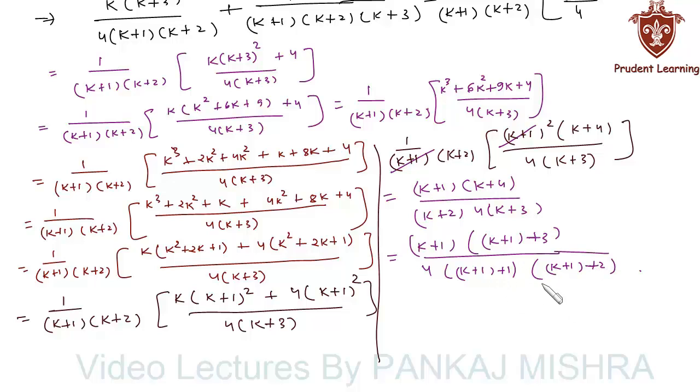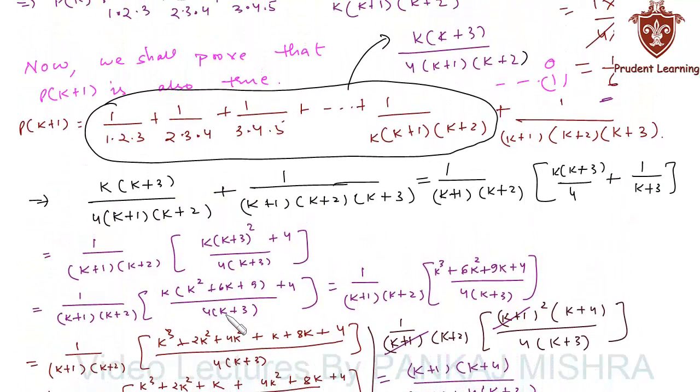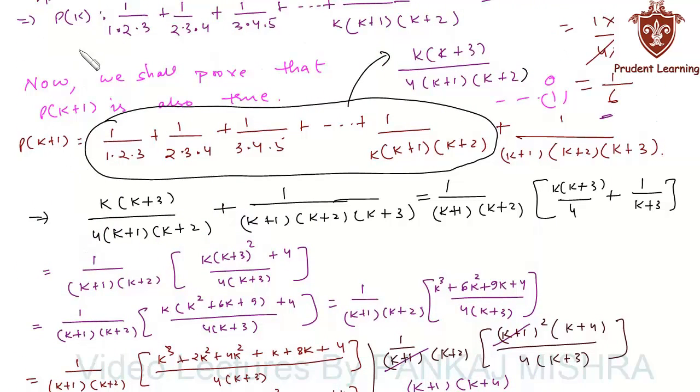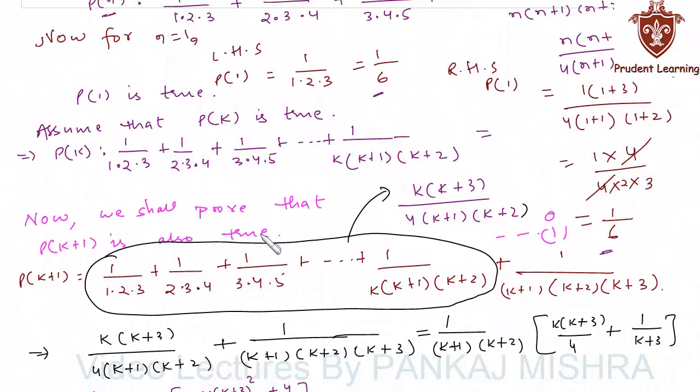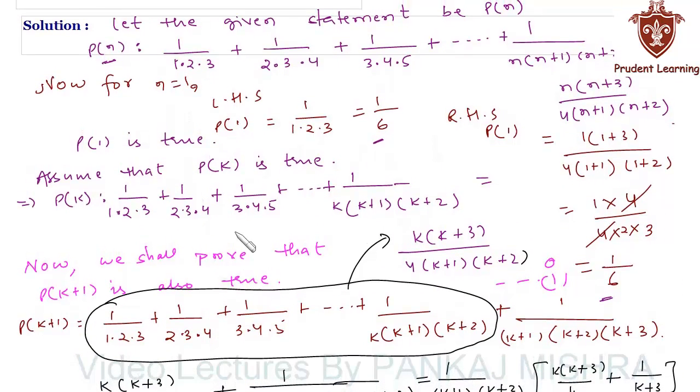Therefore, this condition is true for n equal to k plus 1. Thus, we have P of k plus 1 is true whenever P of k is true. Hence, from the principle of mathematical induction, the statement Pn is true for all natural numbers n. So, this completes our solution. Let us see the next question.